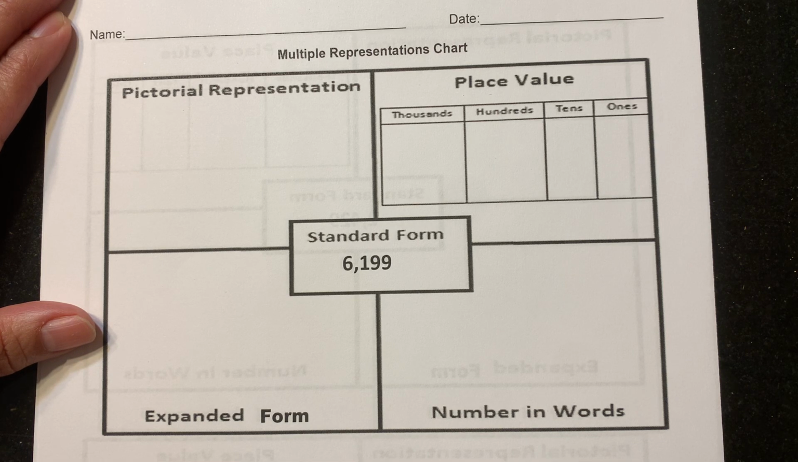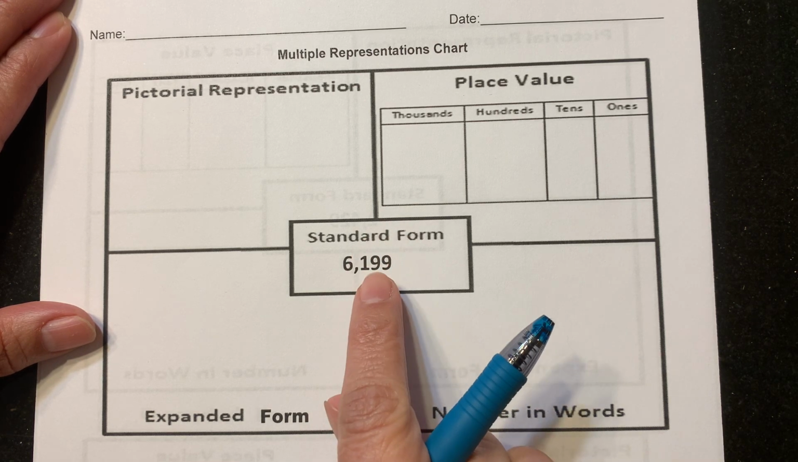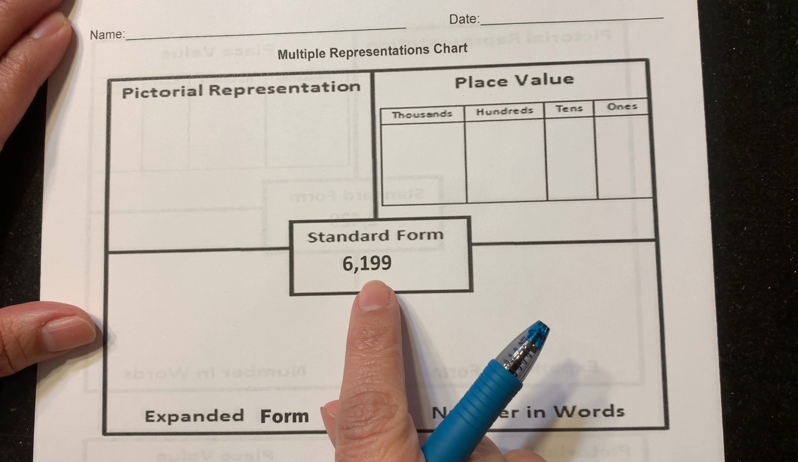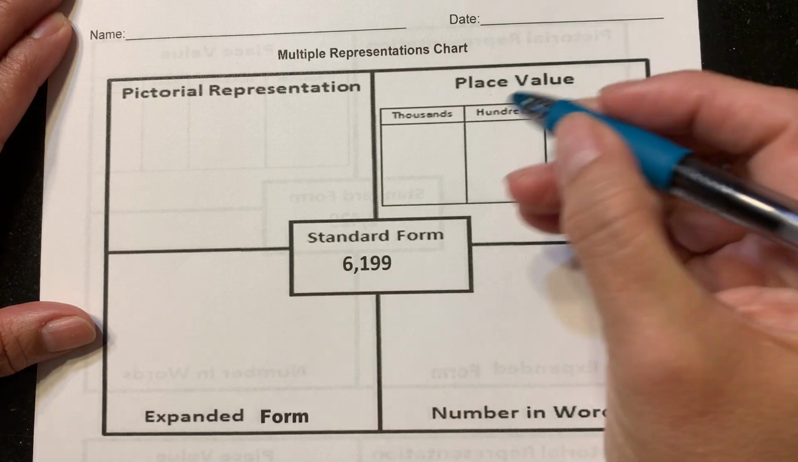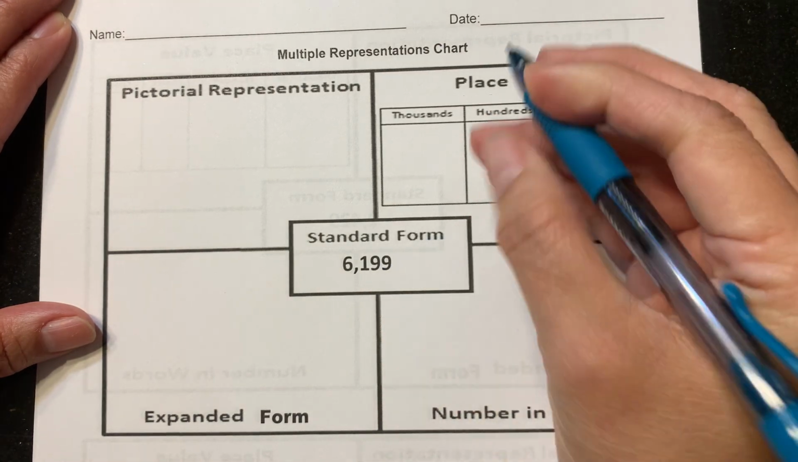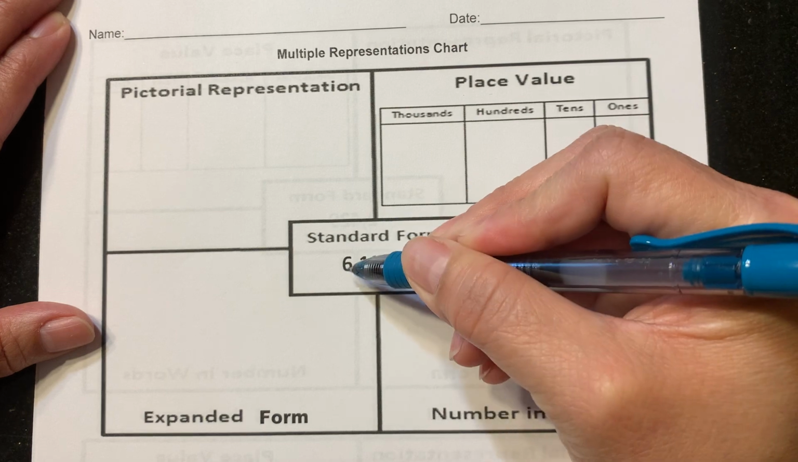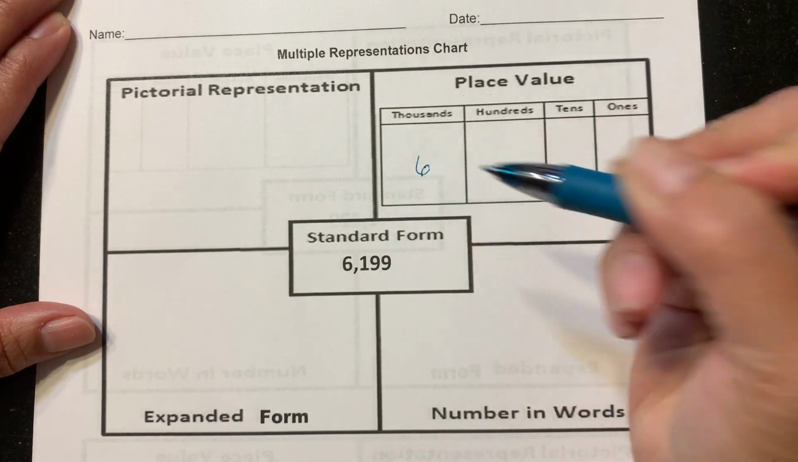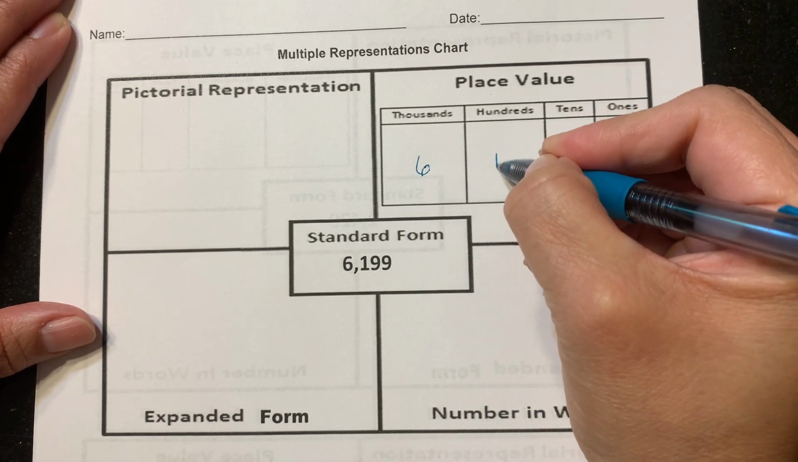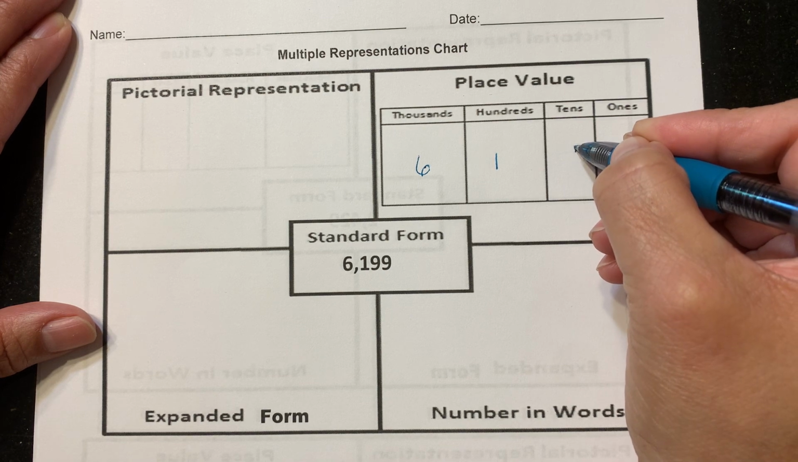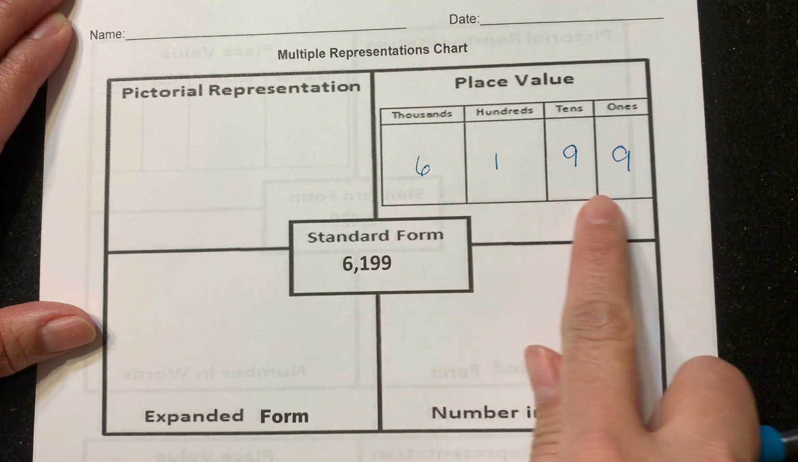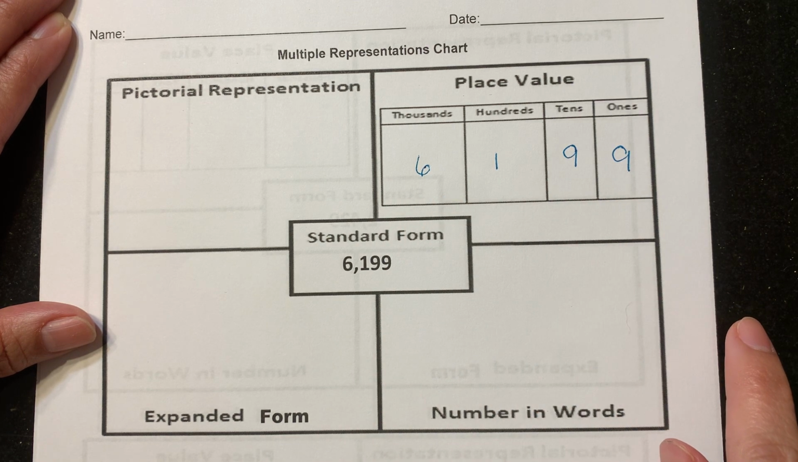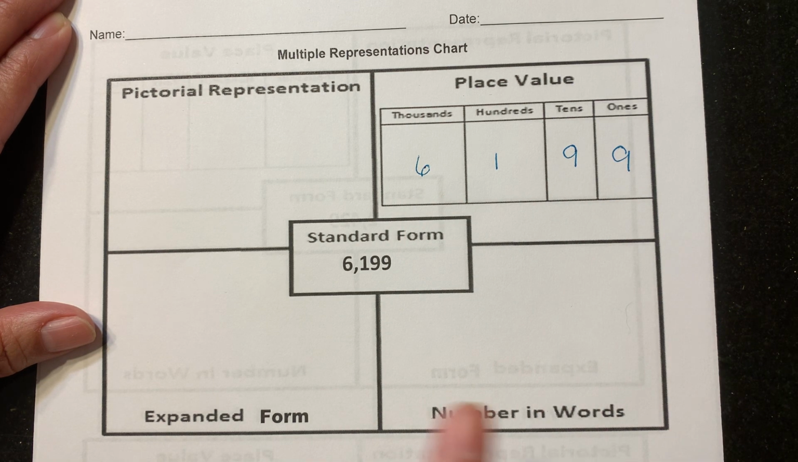Let's get started. The first step is I take the standard form of the number, and what that means is simply numerals, just numbers. Okay, so I'm going to be placing this number right over here, just the way you see it. I have 6 thousands. I have 1 hundred, 9 tens, and 9 ones. So now I see the value of 6,199. The next thing I do is I draw the pictorial form.